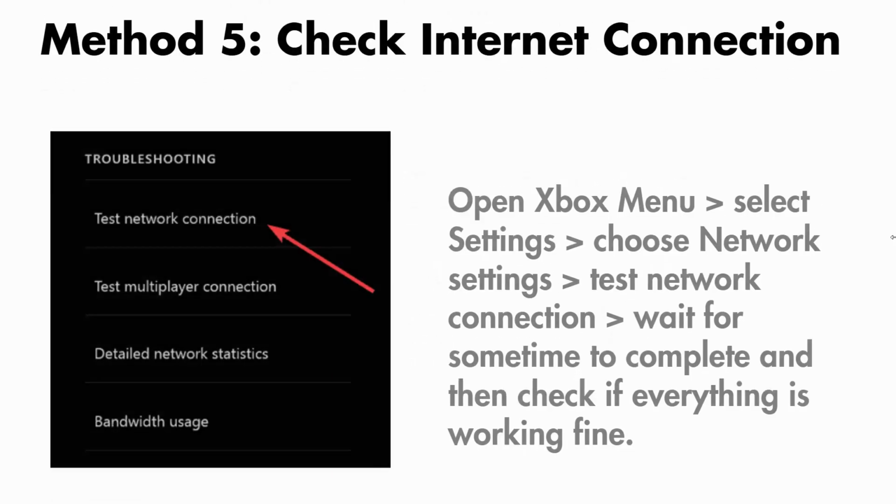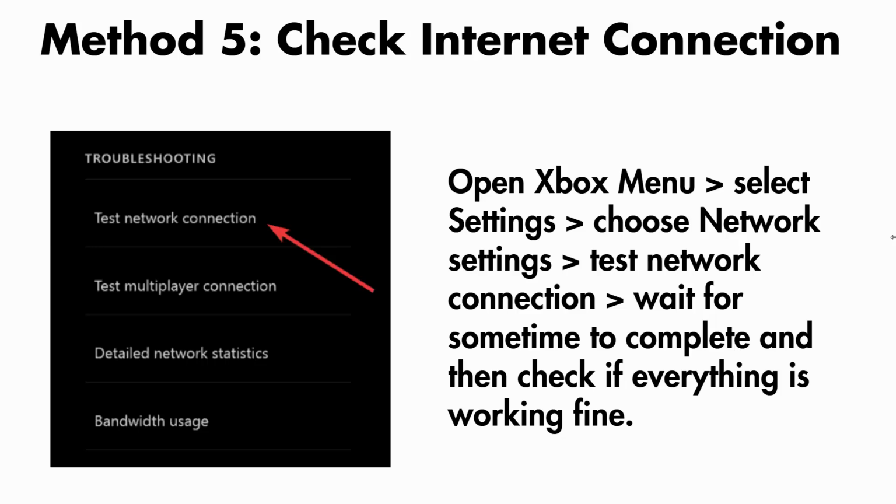Next is to check internet connection. For that, open Xbox menu, select settings, choose network settings, click on test network connection, wait for some time to complete and then check if everything is working fine.